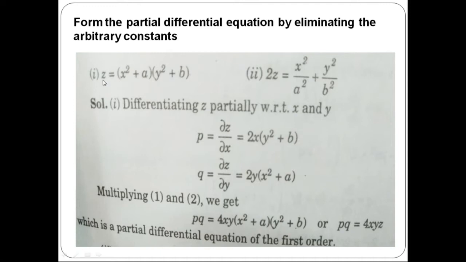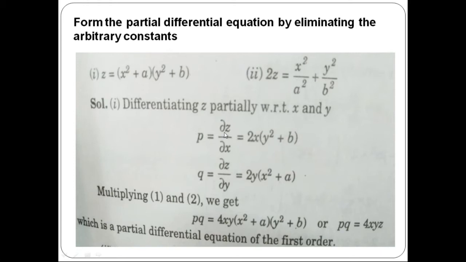About the first part, z is a function of x and y, and a and b are arbitrary constants. I will differentiate with respect to x first. Some students use the product rule here, but this is a PDE, a partial differential equation. So please remember, whenever you differentiate with respect to x, y is treated as a constant. No product rule here. So curl z by curl x will be 2x into y square plus b. This factor remains the same.